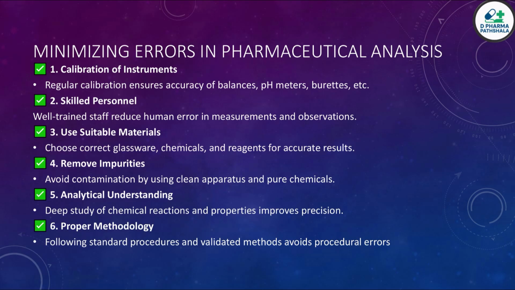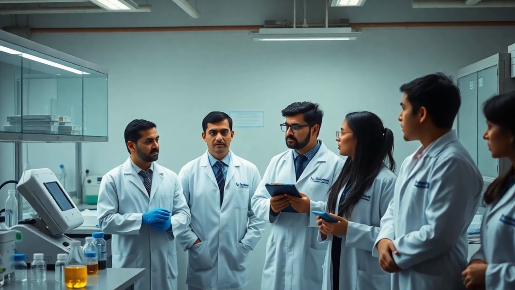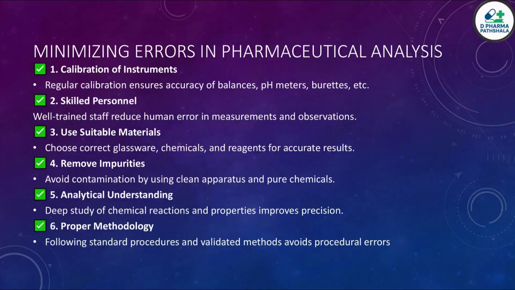Even the best equipment can give wrong results if it isn't calibrated regularly. Second, ensure trained and skilled personnel are handling experiments. Proper training reduces human mistakes like incorrect readings or improper handling of reagents.